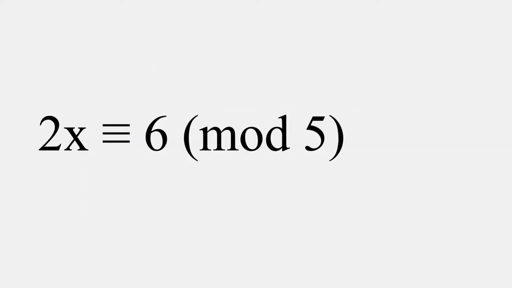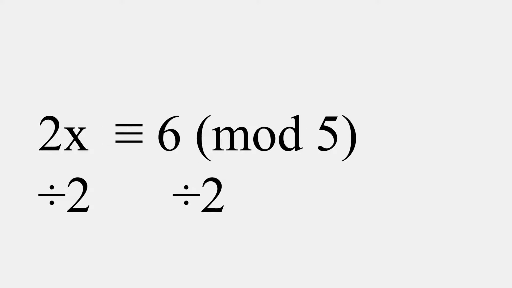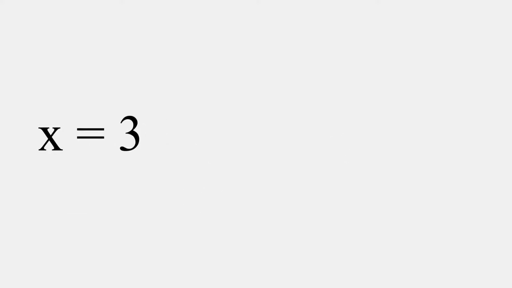So you can plug in 6 for 1 in the equation because 6 is congruent to 1. I chose 6 because, like I said, it's congruent to 1, it's a multiple of 2, and it's a small number. Now you divide by 2 on each side to get x alone. 6 divided by 2 equals 3, which makes our solution x equals 3 in mod 5.